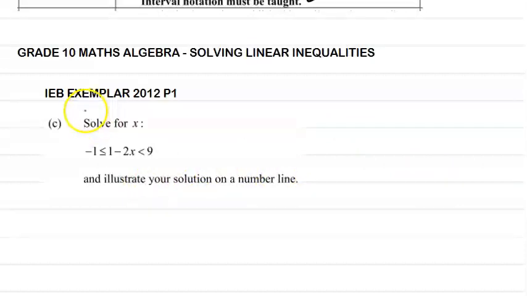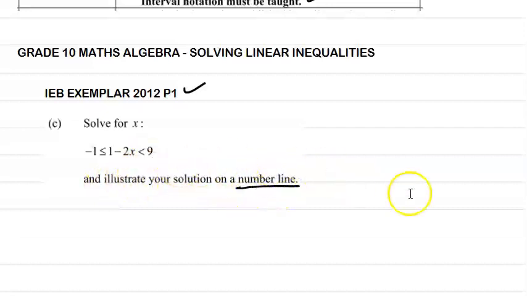The first example I'm looking at is from the IEB Exemplar 2012 paper 1. It says solve for x. And it reads as follows. 1 minus 2x is greater than or equal to minus 1 and less than 9. And illustrate your solution on a number line.